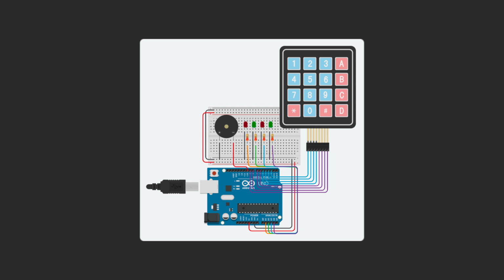Connect the 4x4 keypad to the Arduino pins. Connect the row pins 1 to 4 to Arduino pins 2 to 5. Connect the column pins 5 to 8 to Arduino pins 6 to 9.